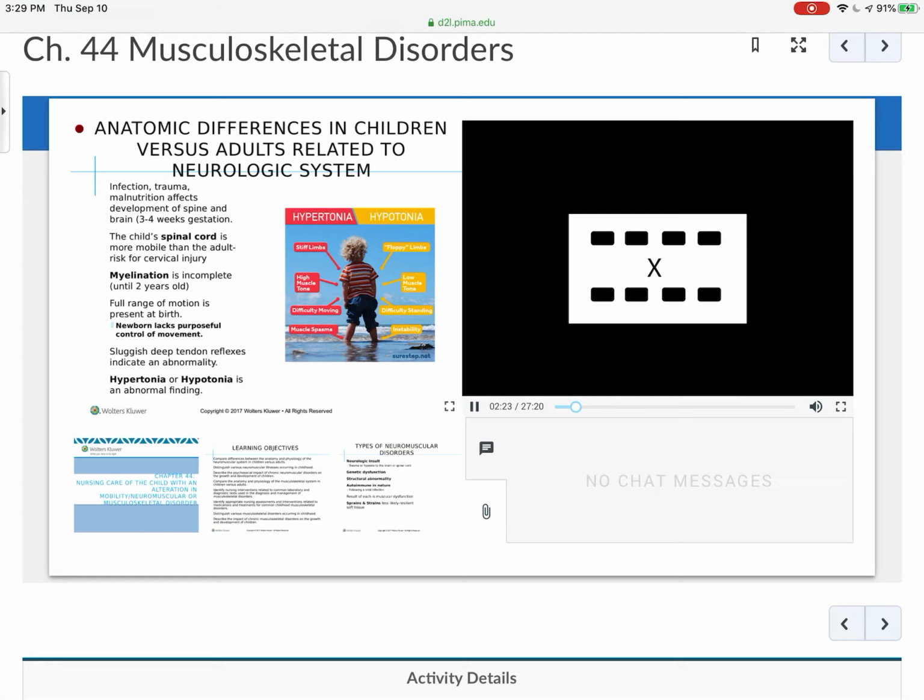Myelinization is not complete until about 2 years old. That full range of motion is present at birth. It's just they don't have that purposeful control of movement. We see sluggish DTRs, and that could usually indicate something's wrong. And then we see hypotonia or hypertonia, and those are abnormal findings. And there's a little picture depicting the two.